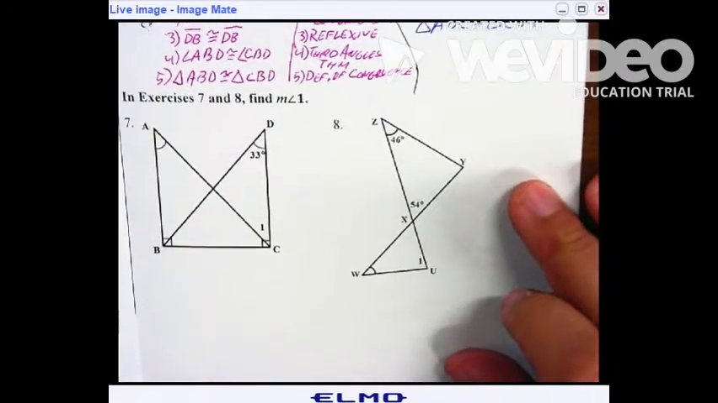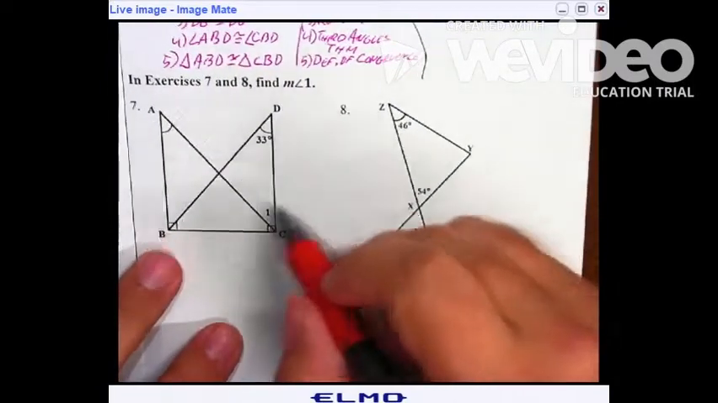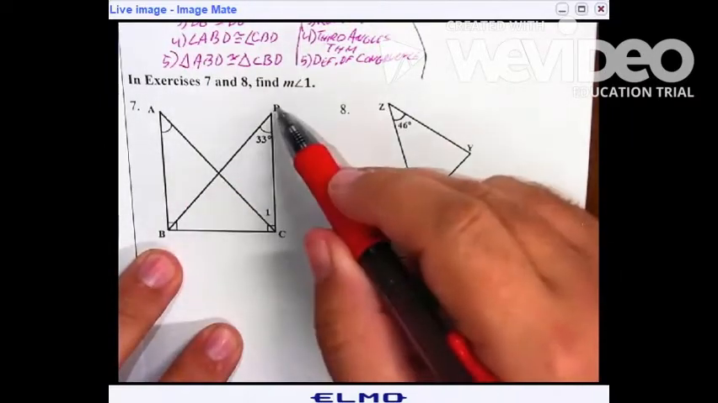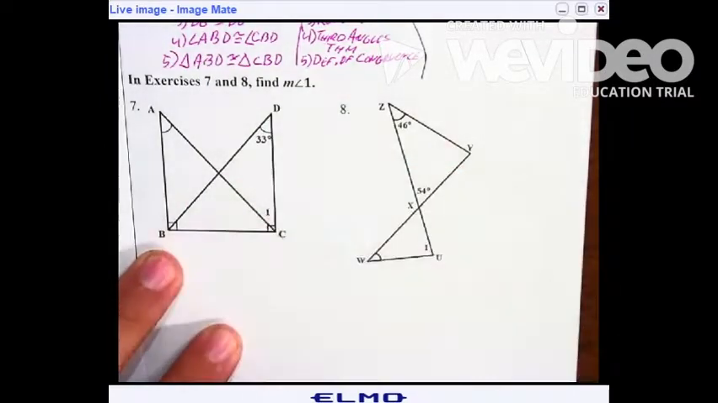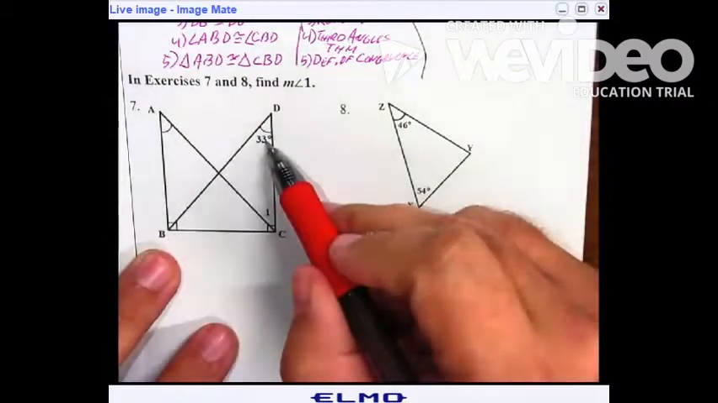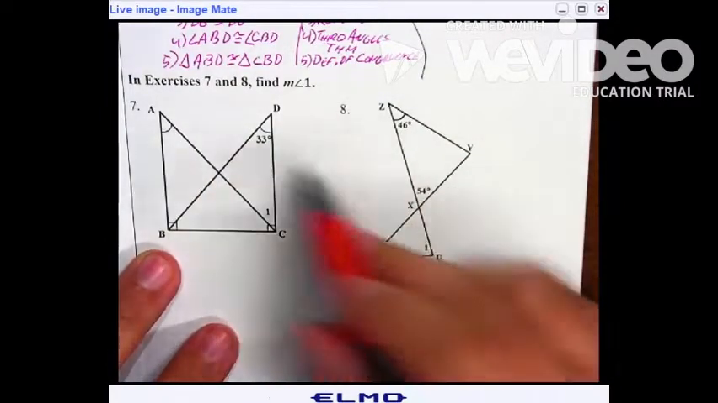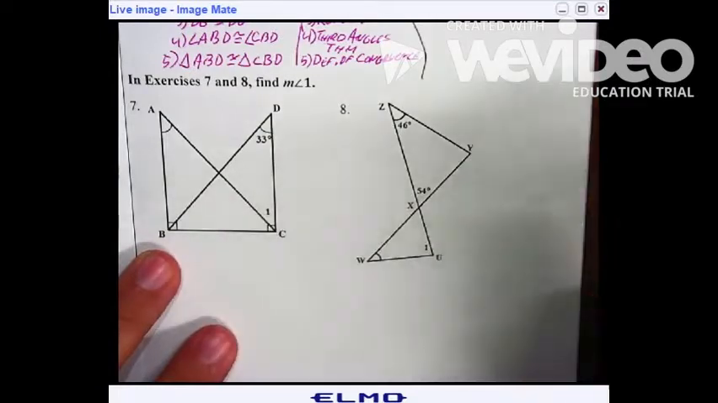Maybe we can do that. Let's see here. We've got triangle ABC. We've got triangle DCB. We know that this angle is 33 degrees. It's congruent to that angle, but I'm not interested in that. I'm interested in this angle down here.